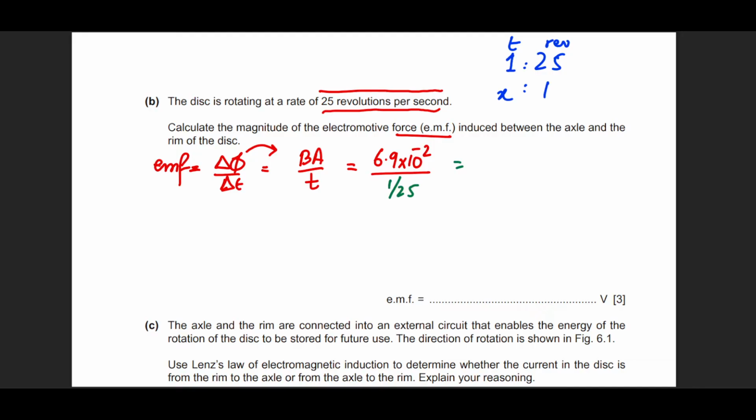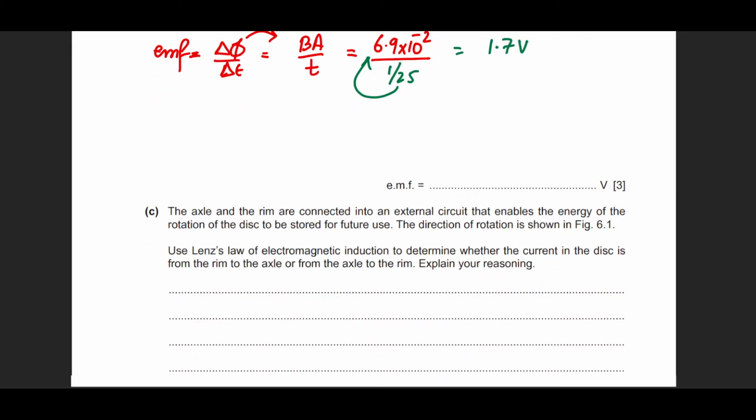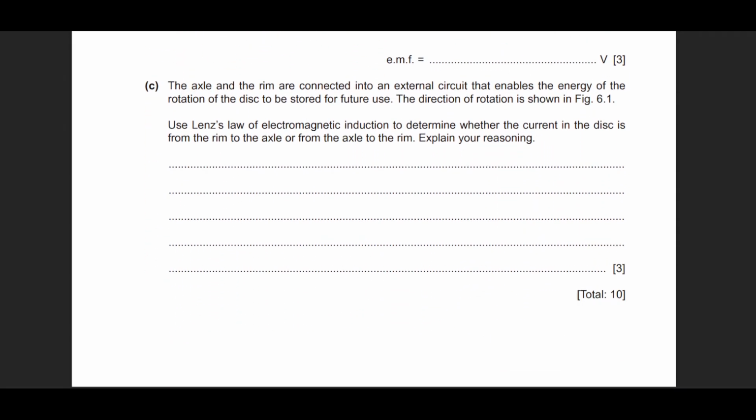So no matter how you look at this, this 25 is going to come in the numerator and get multiplied. So this is going to come out as 1.7 volts. It's generating 1.7 volts in the disk. Now, this is a good question. He says the axle and the rim are connected into the external circuit.